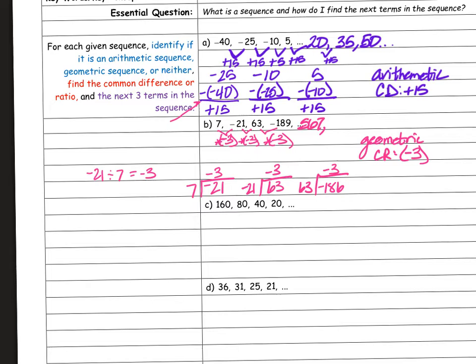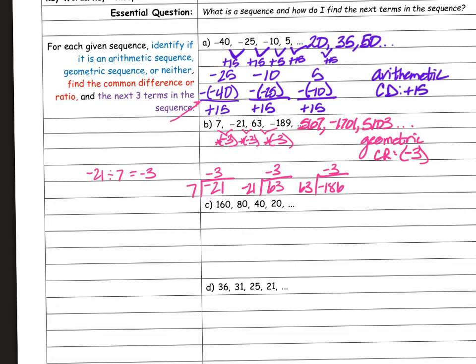Okay, and then I'm going to multiply by negative 3 again. And I should get negative 1701. And then I'm going to multiply by negative 3 again. And I should get 5103. Dot, dot, dot, because it continues on. So it's keeping going. Good job, you guys.